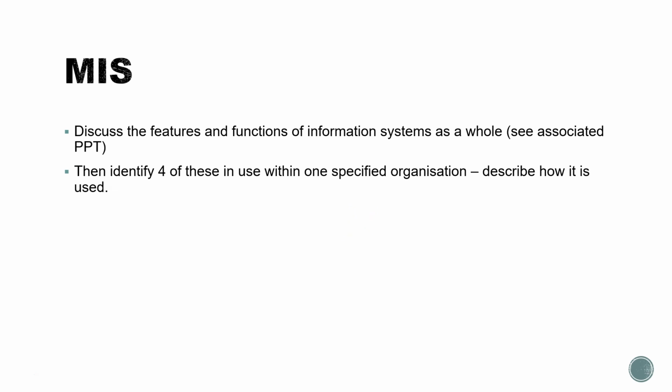Ultimately, if you're talking about a shop, you could talk about things like MIS systems, so management information systems, for things like stock control. Then you're talking about transaction processing systems for things like processing money, and so on, and so on.